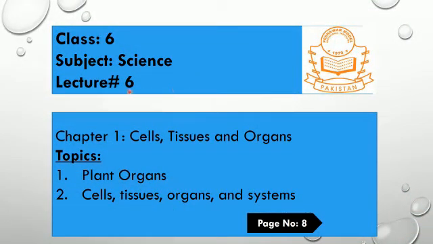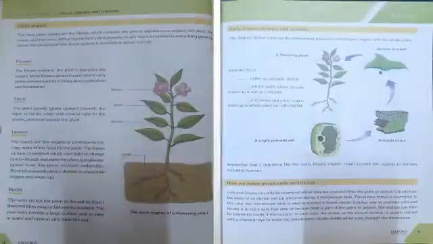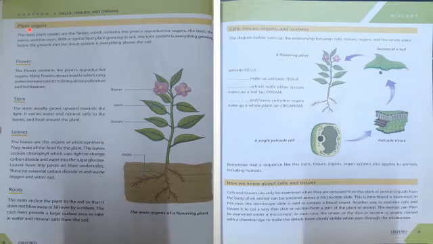Today's lecture number 6 will be the last lecture of chapter number 1, and we are going to discuss two topics today. Number 1, plant organs, and number 2, cells, tissues, organs and systems. For this, you are going to open your books on page 8. On page number 8, we are going to discuss about the organs of the plant and also their functions. On page number 9, we are going to discuss about the plants and how they are organized.